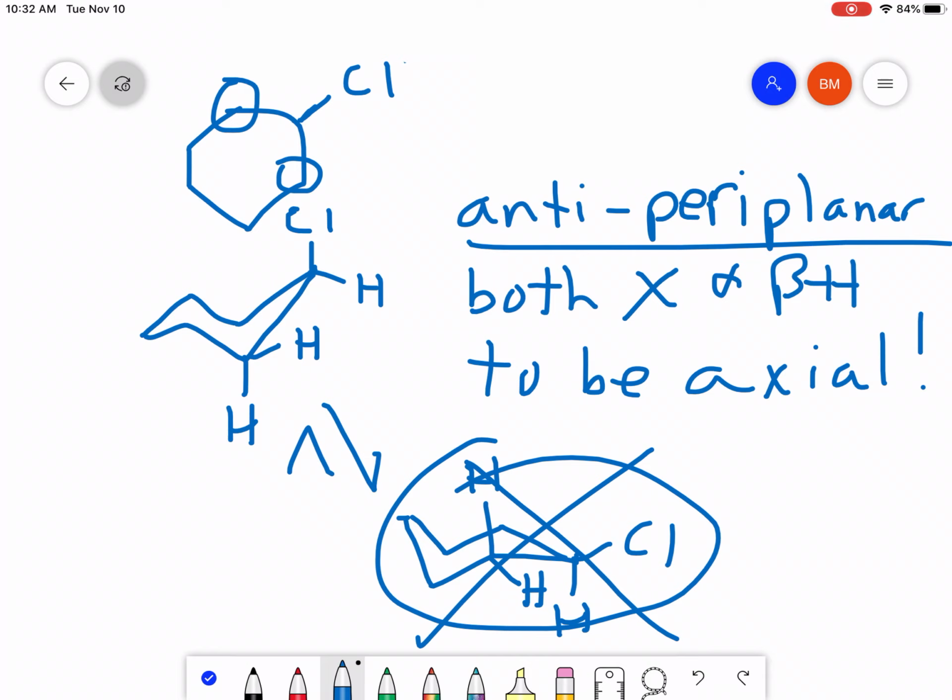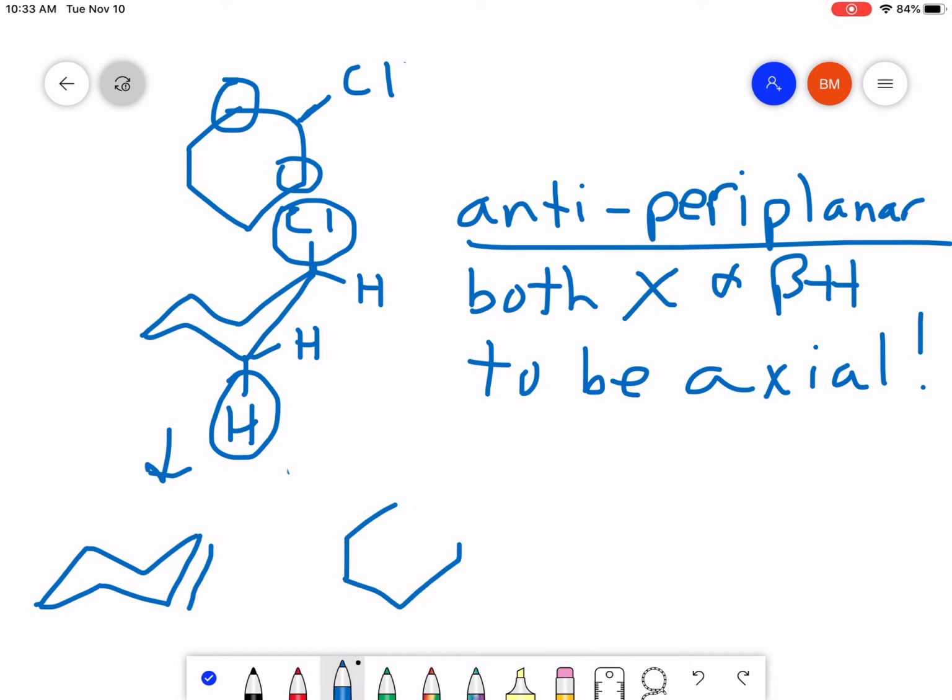If you look over here in the other one, we have an axial halogen right there. If we look at our beta hydrogens, this carbon has two of them. One of them is equatorial, which is no good, but one of them is axial. So this particular one that I've circled can be eliminated. And you can end up forming a double bond between these two carbons. And if you translate that to the hexagon structure, it just looks like that. Not too bad, right?